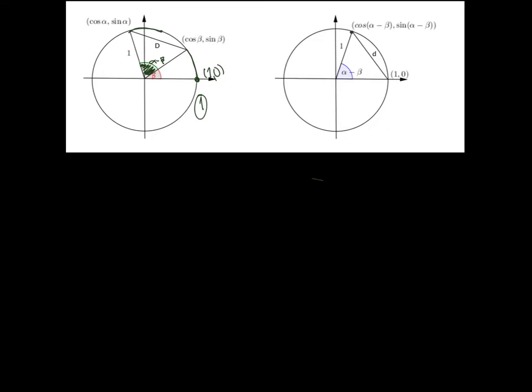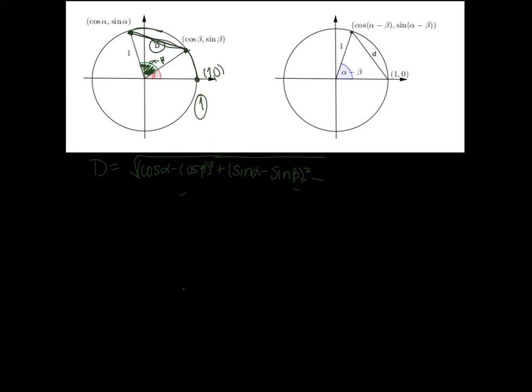So let's talk about what the length of D is here. It's going to be the square root of cosine alpha minus cosine beta, squared, plus sine alpha minus sine beta, squared. And that's using the distance formula, because really D is the length between these two points.